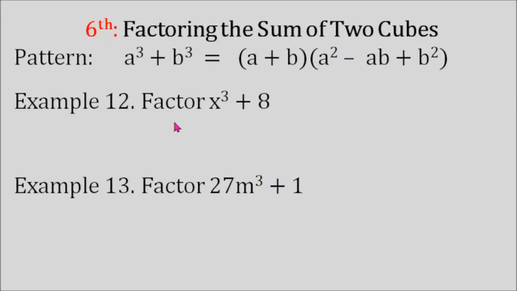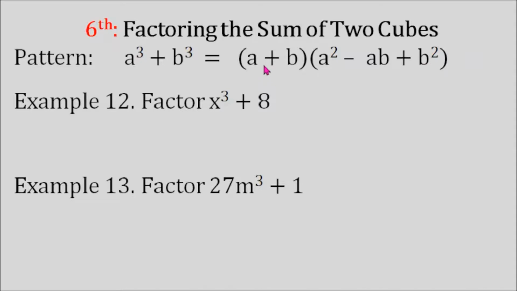The sixth factoring technique, it's factoring the sum of two cubes. So this is our pattern. A cubed plus b cubed equals the quantity a plus b times the quantity a squared minus ab plus b squared. So we have two factors here. One is a binomial factor and the other one is a trinomial factor.